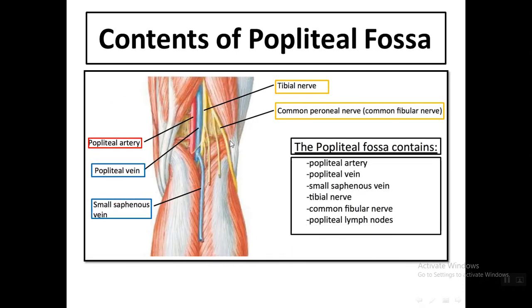In this figure we are exposing the contents of the popliteal fossa. These are the muscular boundaries, this is the diamond-shaped space, and these are the contents. We can see the popliteal artery, the popliteal vein, the tibial nerve, the common peroneal nerve, and the small saphenous vein passing through the fossa to drain into the popliteal vein.